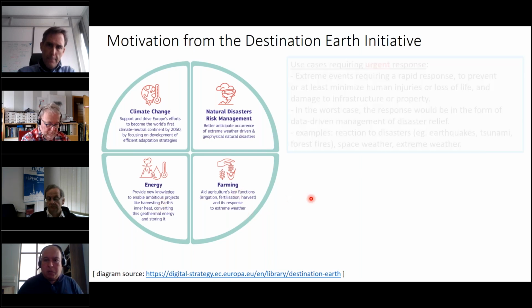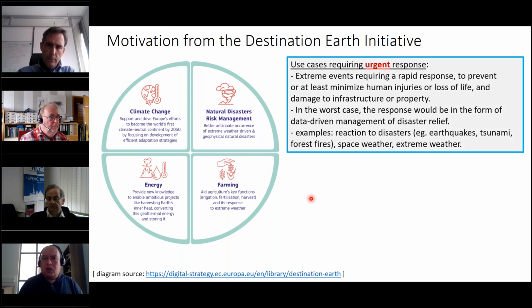Now, in these contexts, we see some examples where there is a need for an urgent response, so a response within a bounded time interval, a rapid response, but also a predictable time-bounded response to prevent catastrophic events or catastrophic consequences for human injury or loss of life, damage to significant infrastructure, etc.